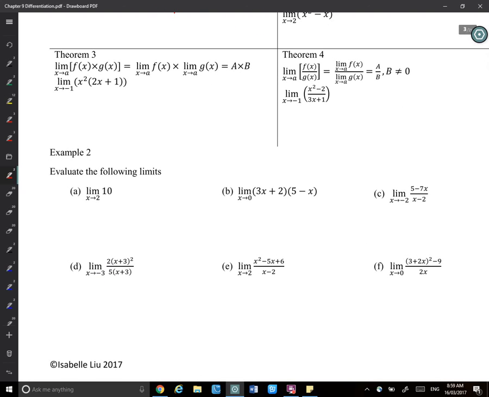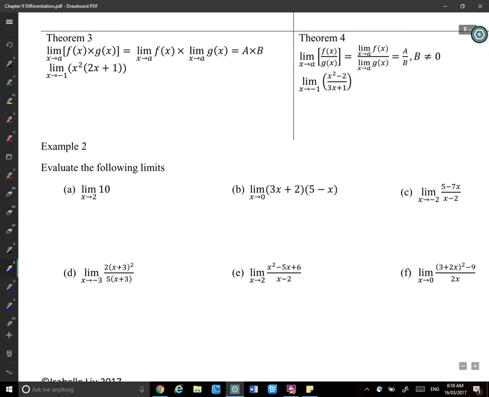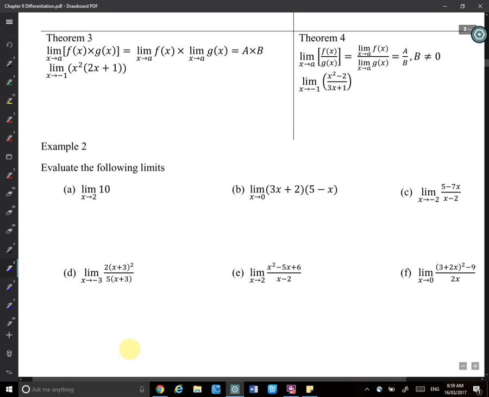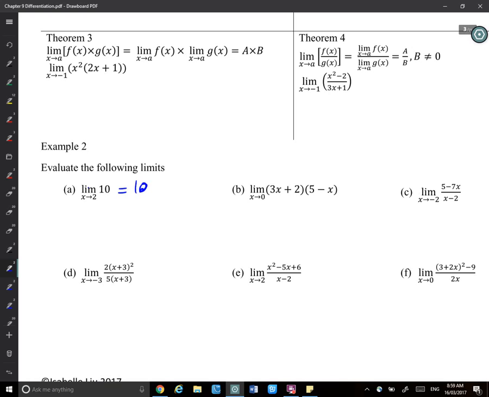Okay, let's evaluate the following. That's the most important thing I want to talk about. So how can we evaluate the following? 10 is not changing when x is changing, so that is just 10. It doesn't matter what x is approaching, the limit of a constant is still that constant itself.